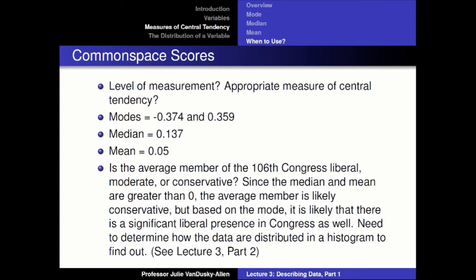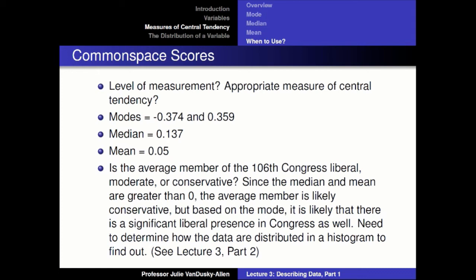However, the mode, median, and mean tell us different things about the typical value of this variable. According to the modes, the typical members of the house are either liberal, with a score of negative 0.374, or conservative, with a score of 0.359.